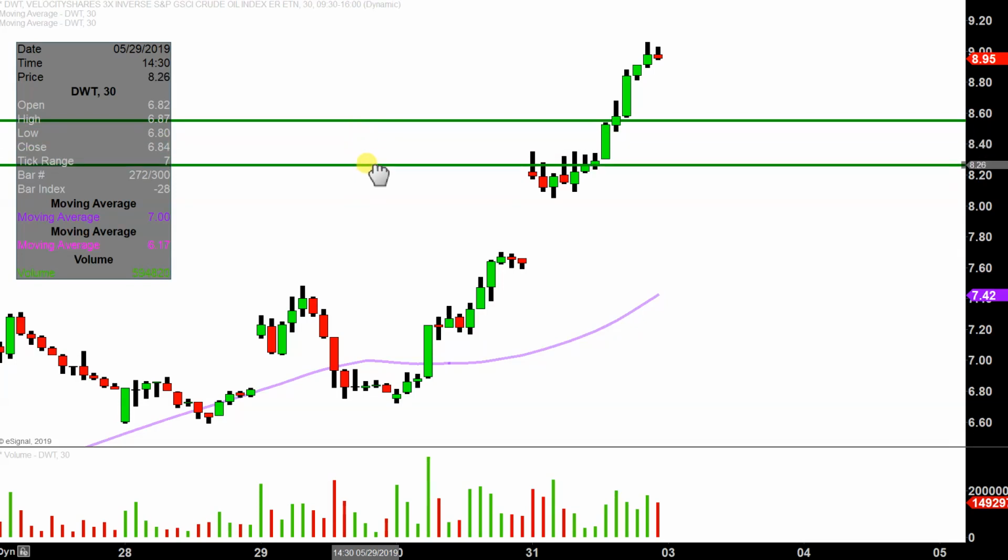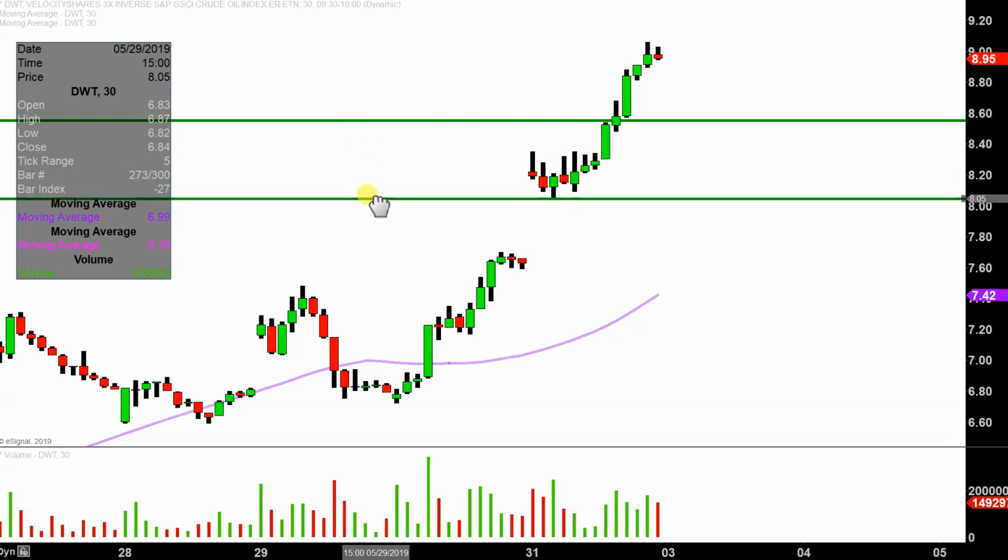Next level of support after that would be the bottom portion of this consolidation area, and that sits right down there at $8. So $8.55 and then $8 going to be the two nearer term levels.